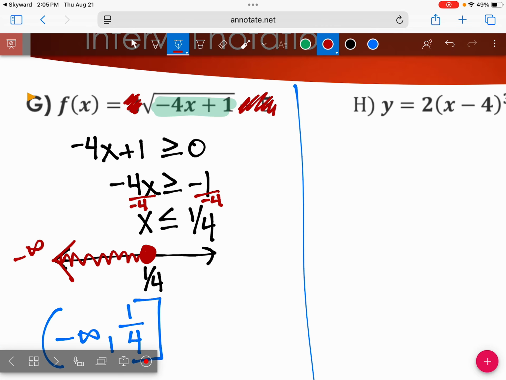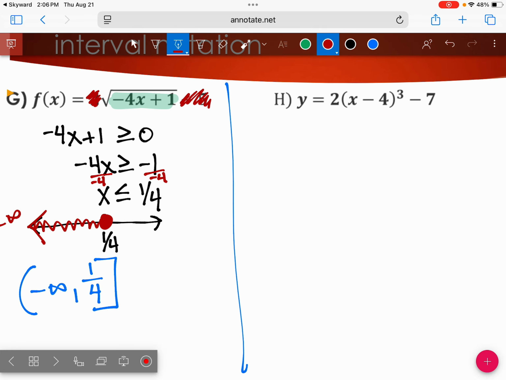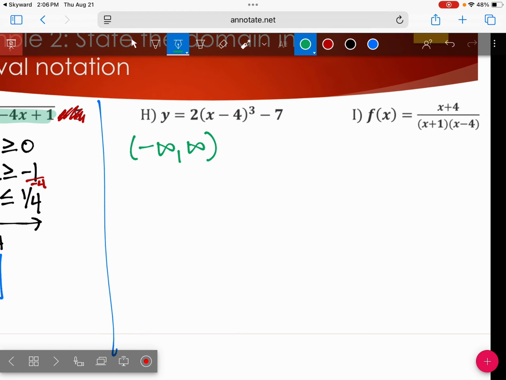All right, go ahead and copy down H. And then you just ask yourself, do you see any red lights? So do we see any? We got a fraction with an x in there in the bottom? No. We have a square root. So what does that mean? What's our domain? Negative infinity to positive infinity. Yep, -infinity to positive infinity. All right, last one for today. I.